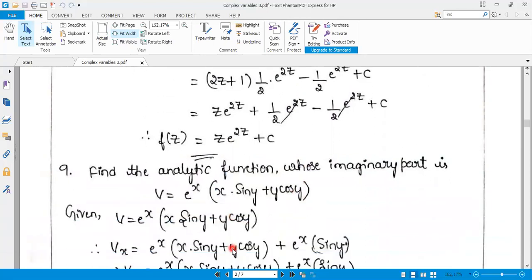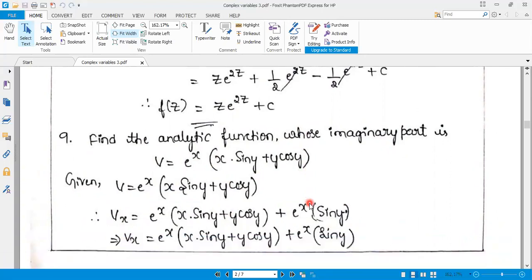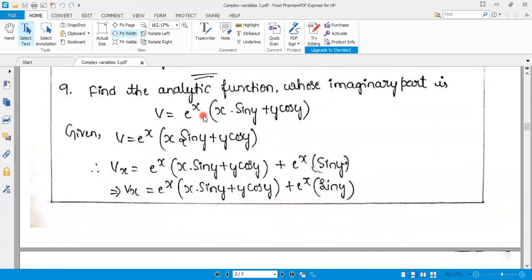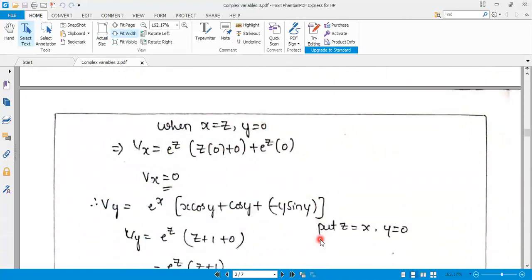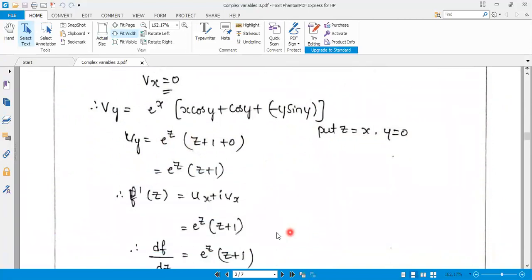Now let us go to the next problem. Find the analytic function whose imaginary part is e power x into x sin y plus y cos y. The same way we can do this problem. First we differentiate with respect to x and y partially by product rule. So we obtain Vx and Vy. After differentiation, we substitute x equals z, y equals 0.